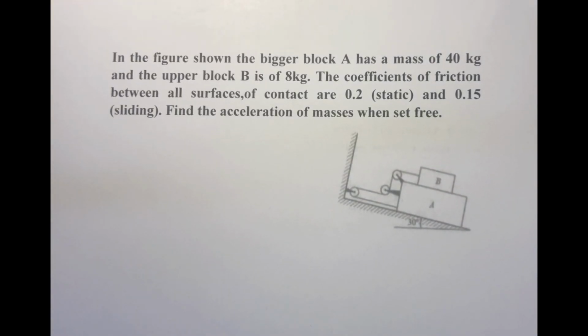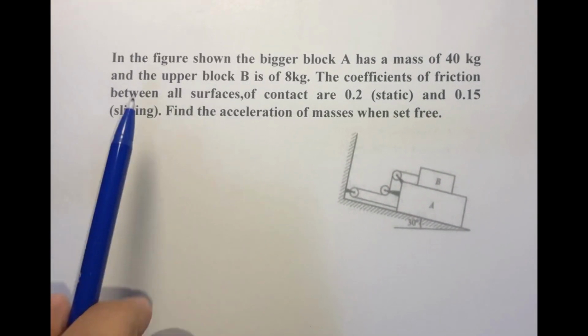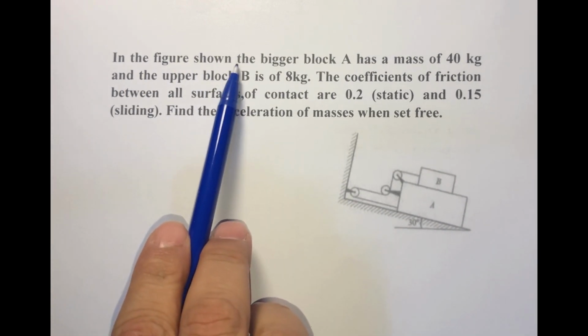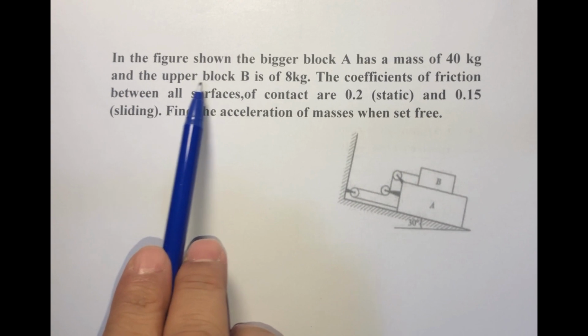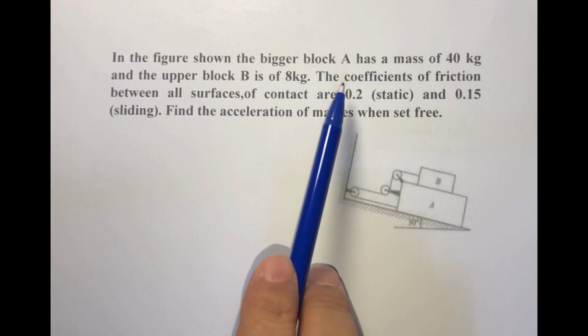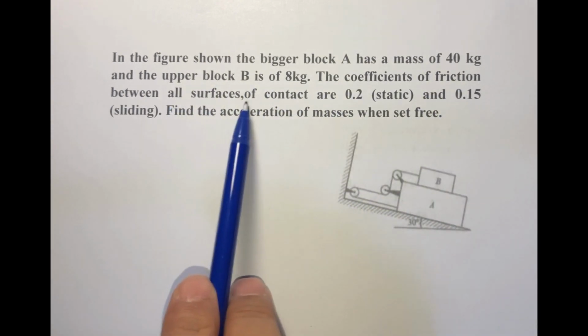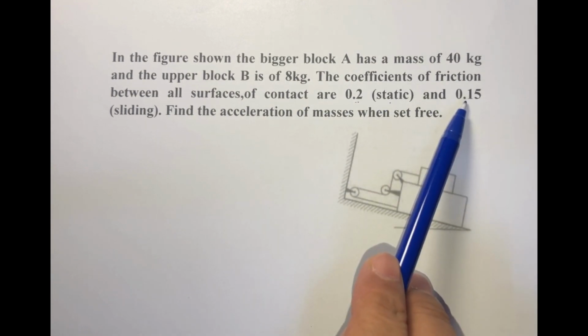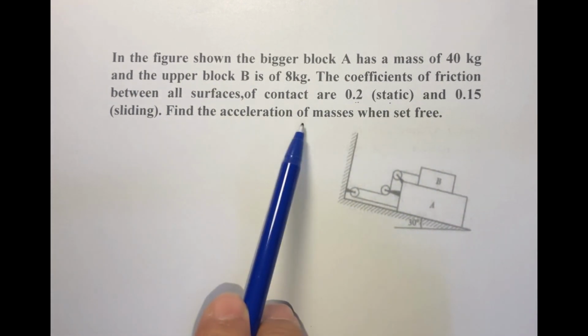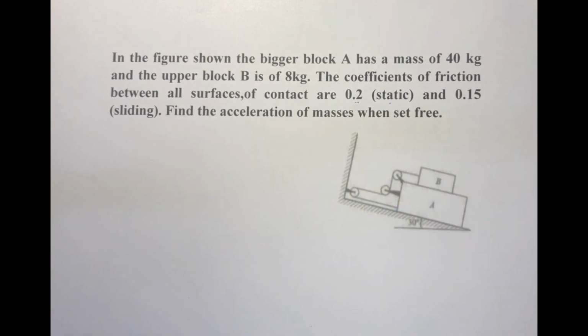Hello friends, so today's question. In the figure shown, the bigger block A has a mass of 40 kg and the upper block B is of 8 kg. The coefficient of friction between all the surface contact are 0.2 as static and 0.15 sliding. Find the acceleration of masses when set free.